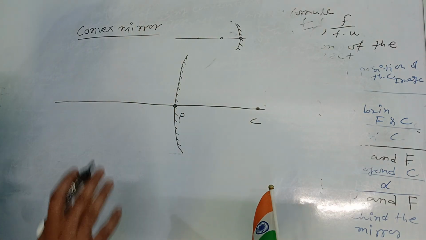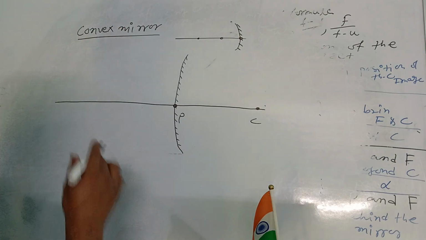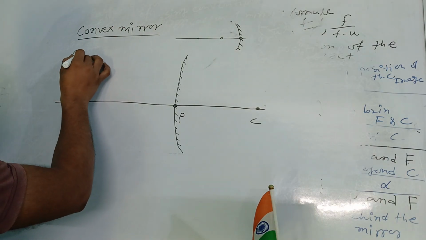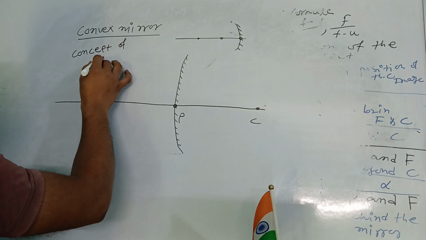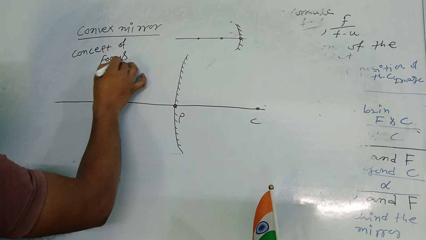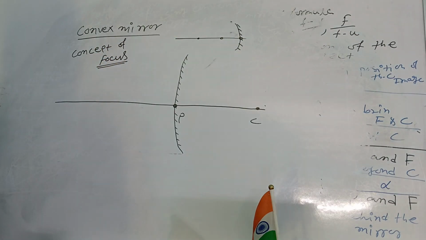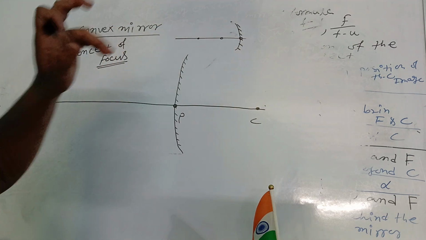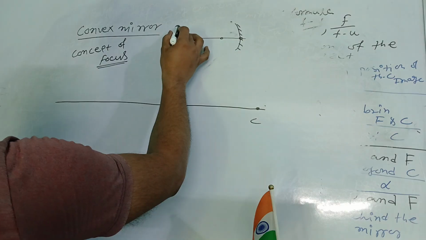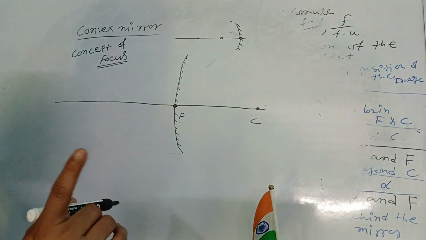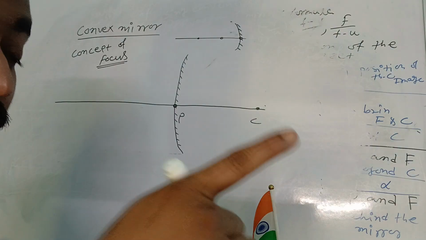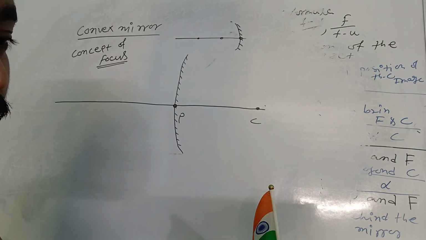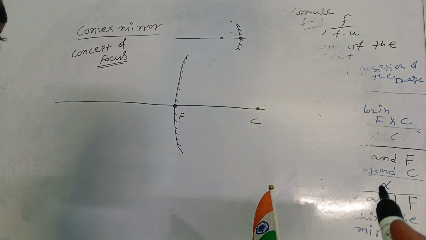This is the center of curvature. Now for a convex mirror, it is the concept of focus. So what is the focus of a concave mirror? We don't know. How to find it? Focus means what? As focus in your study means to concentrate at a point. To put concentration at a single point.